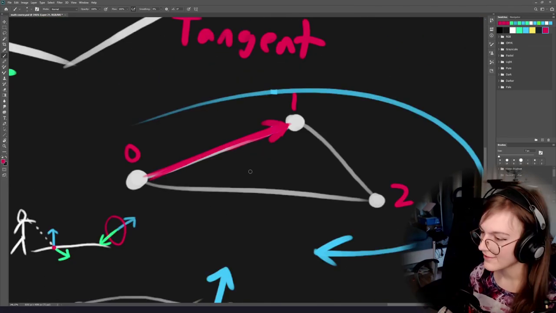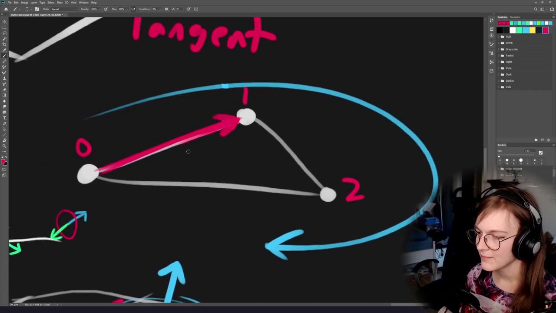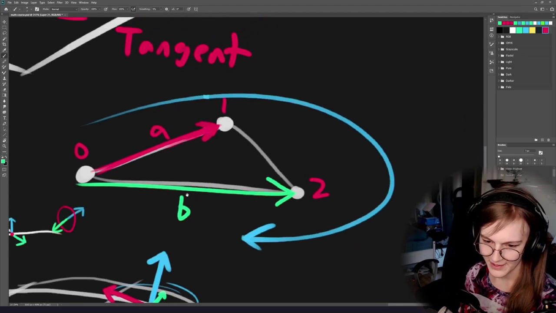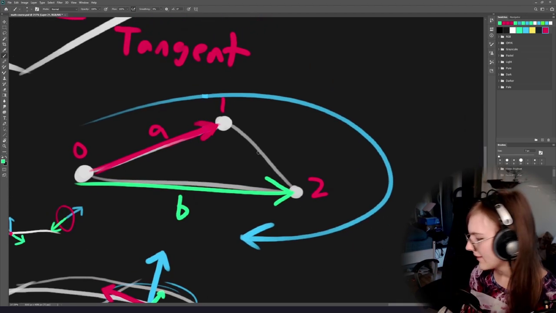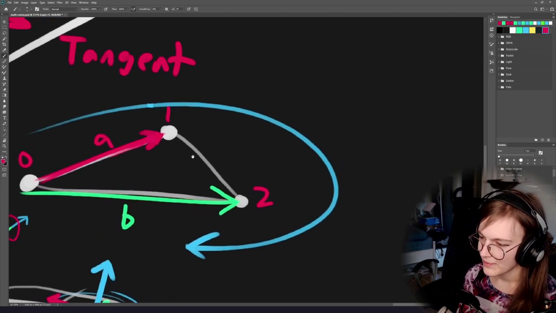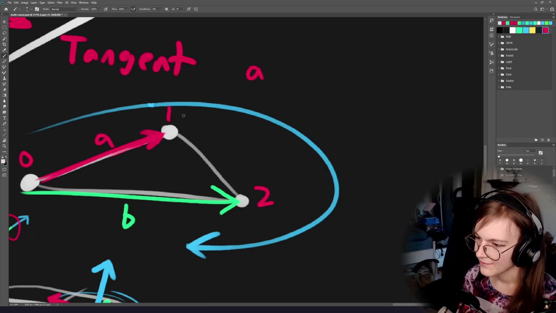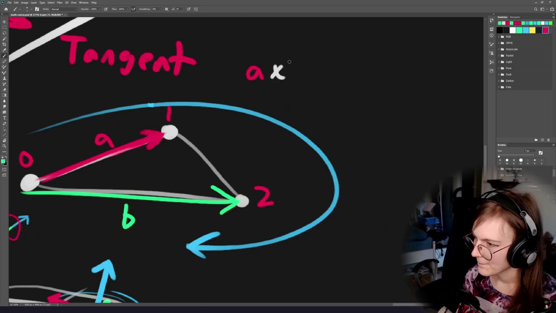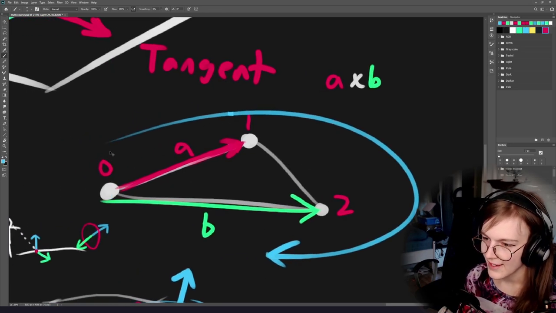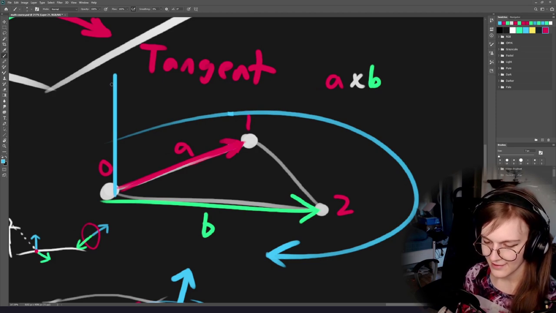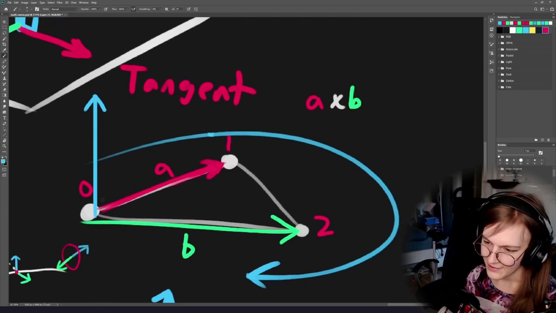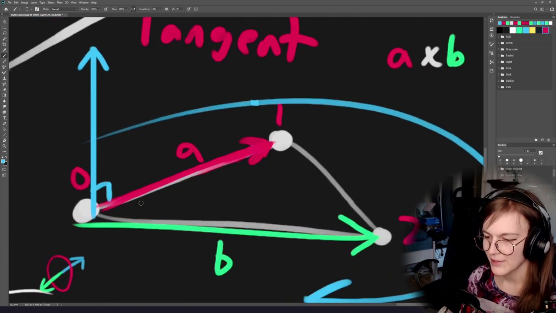Here's another neat use case of the cross product. If you do the cross product between, let's call this A, let's call this one B. They're not fully aligned, but that's okay. So you have vectors A and B. If you do the cross product between these two, as in A cross B, like I mentioned before, this is going to return a vector that is perpendicular to both of these. Let me check the left-hand rule. Yes, it would point in this direction, because again, it's orthogonal to both of these vectors.